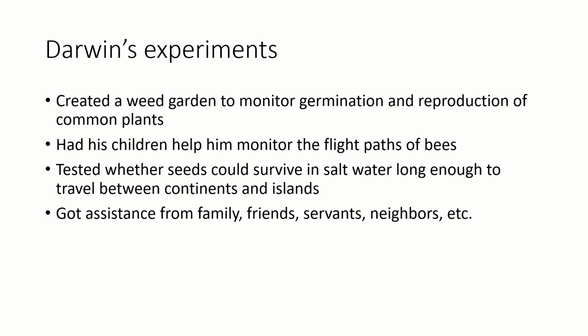He got a lot of assistance. And this is another thing I want you to understand. This wasn't Darwin sitting and thinking and learning by himself. He got assistance from his family, his friends, his servants, his neighbors, everyone around him. He was talking with other scientists. He was writing letters to other scientists. He was publishing some articles along the way. He published about barnacles. And so there was a lot of work, and think of it more as a group project led by Darwin than Darwin working all by himself.